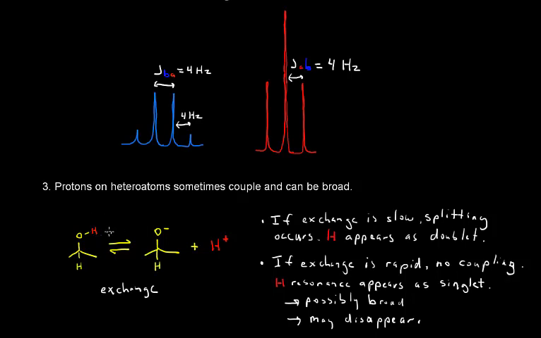So if the proton on a heteroatom is acidic, if it's coming off rapidly, the coupling disappears. The faster it gets, the broader that resonance tends to be. If it's really broad, you might not see it at all.